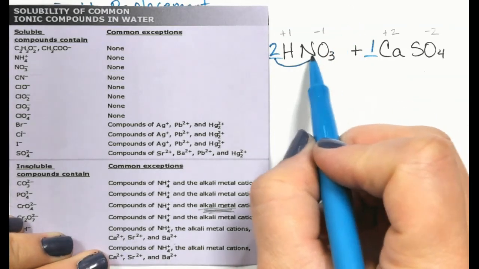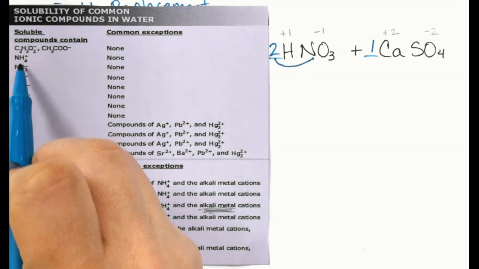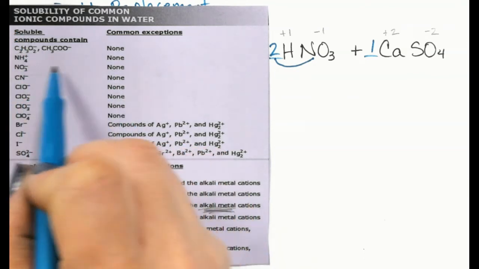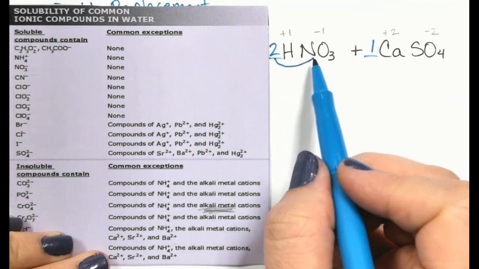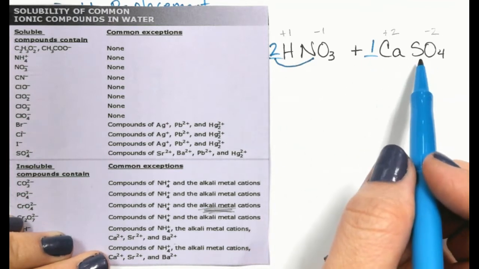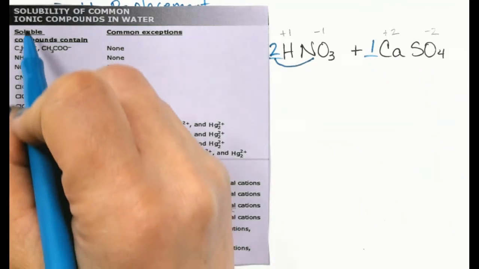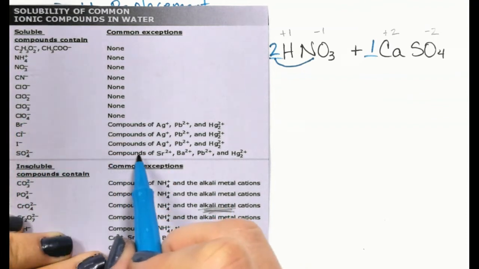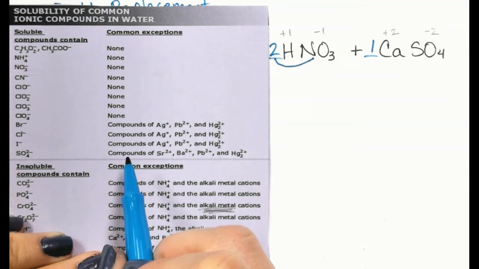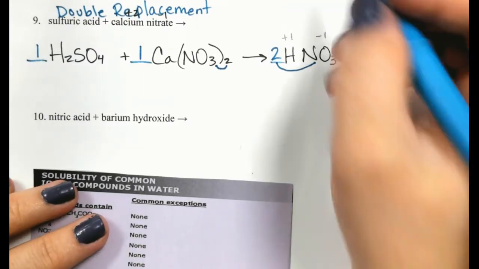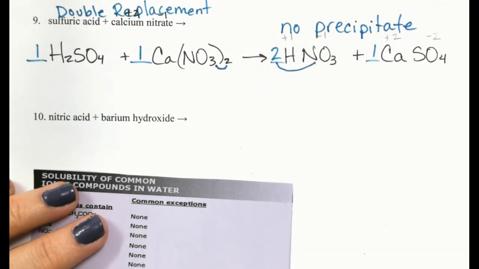So we're going to look for NO3, which is here, and that is soluble with no exception. So this is not a precipitate. And then calcium sulfate. Sulfate is soluble, and calcium is not an exception. So this is also not a precipitate. So we had no precipitate form in this one.